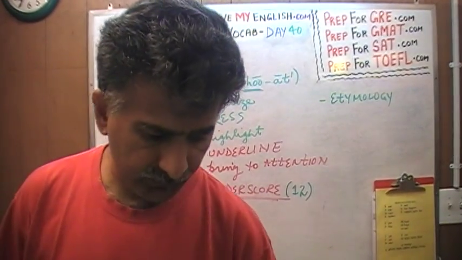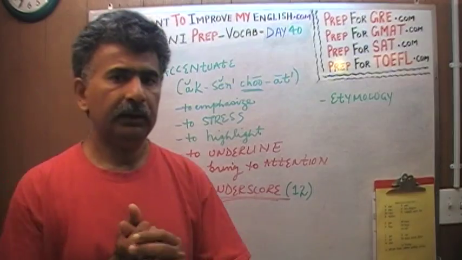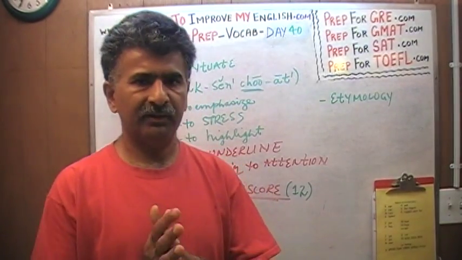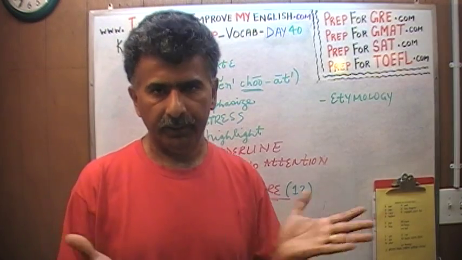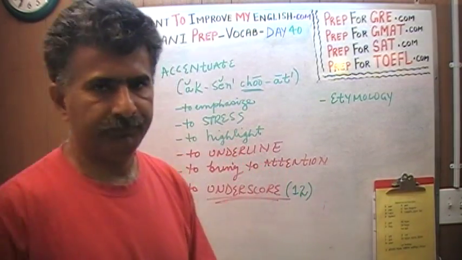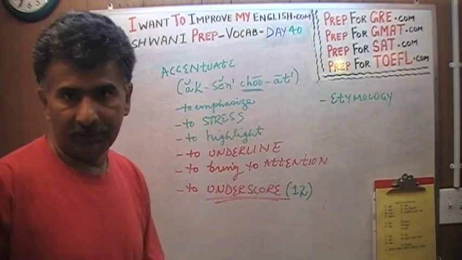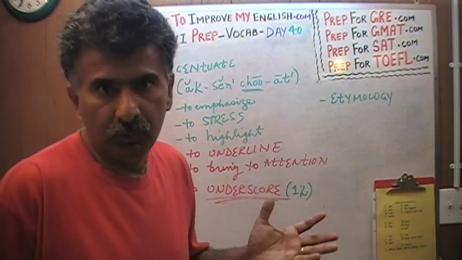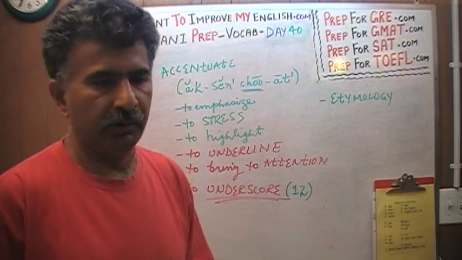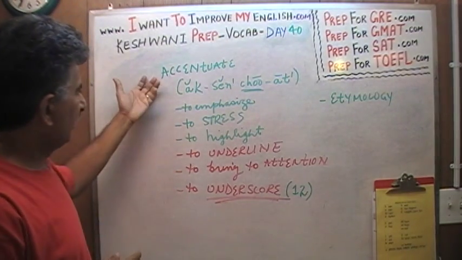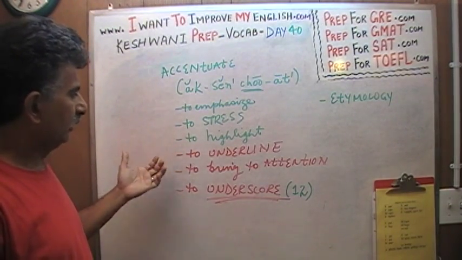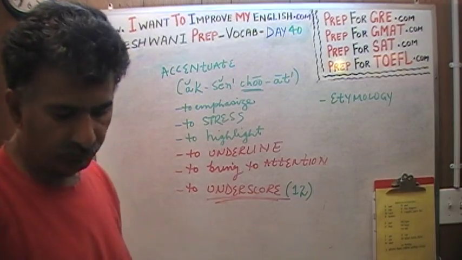So that was a little etymology of the word underscore. It comes from back in the old days, as I said, from the typewriters. This key that you had to press to underline the word was called underscore. And it has come to mean to underline something. It has become a word, just like Google has become a word, you want to Google it. It has become a verb, rather. Anyway, that was it. Accentuate, to emphasize, to stress, to highlight, to underline, to bring it to attention, to underscore.